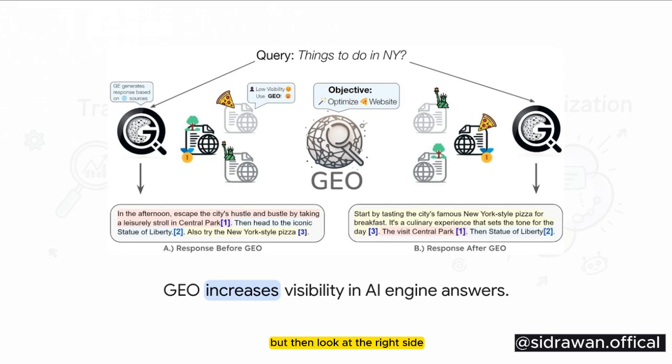But then look at the right side. After applying generative engine optimization strategies, the AI actually cites that exact same pizza website as a primary source, embedding it directly into the generated text with a little citation link. I mean, that is the new goal line.